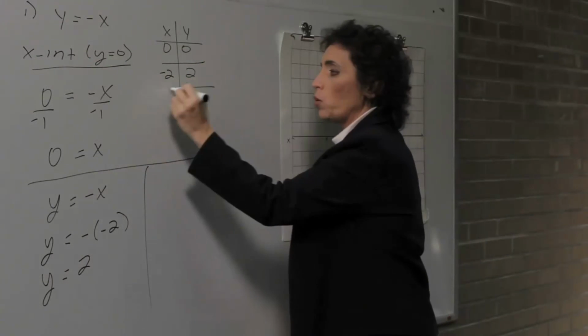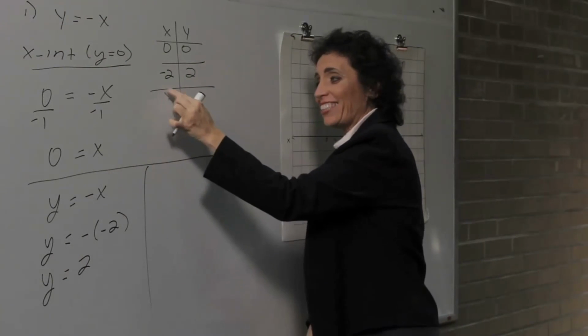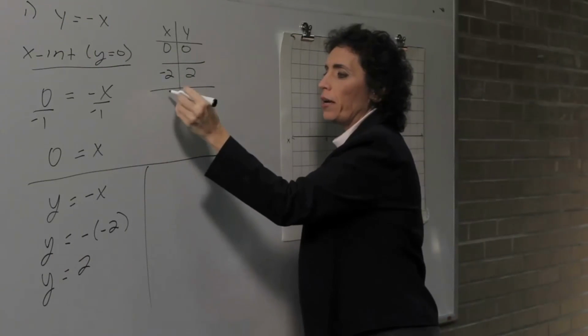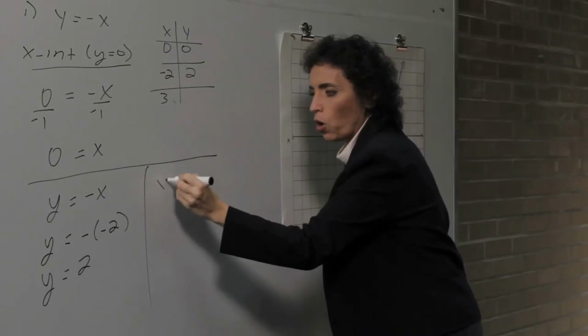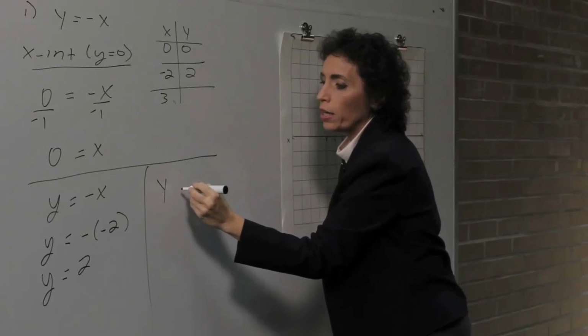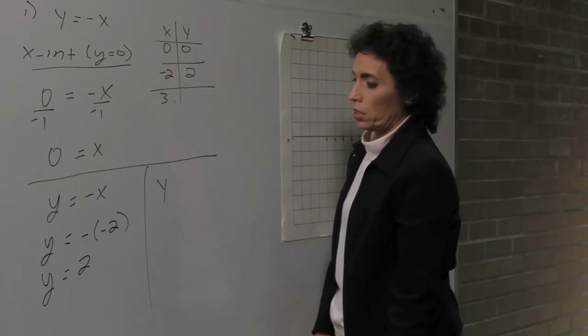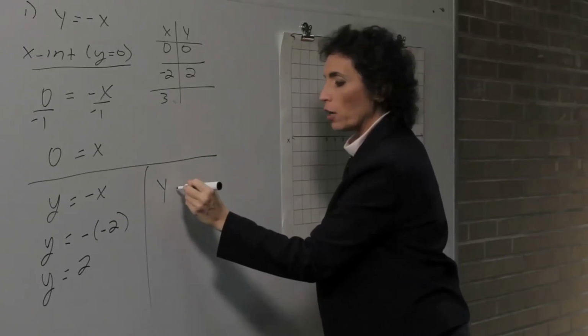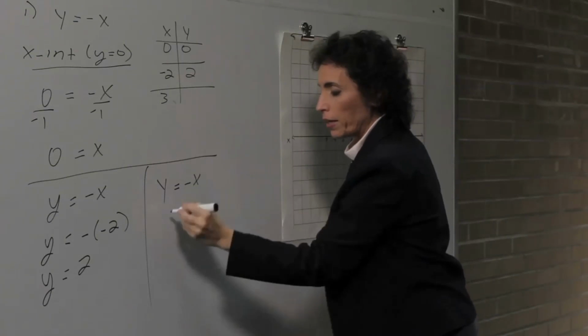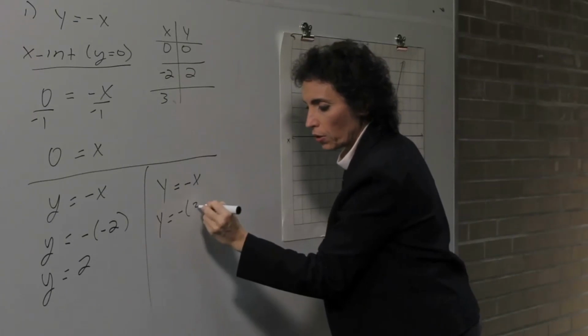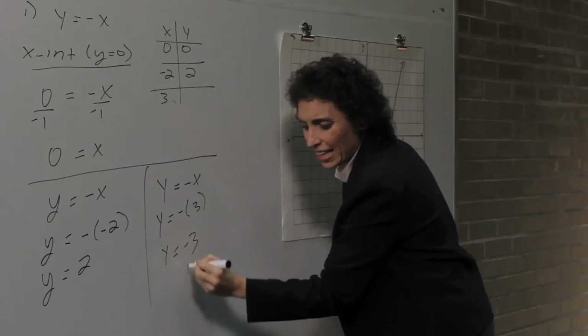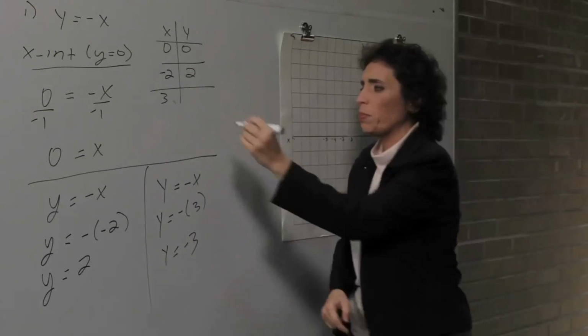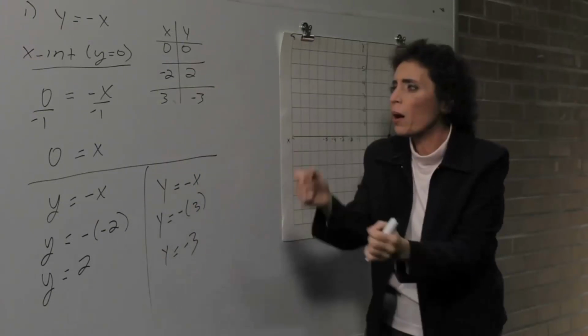Even if I picked an x, watch. If I make x 3, y equals negative x. I make x 3, y equals negative 3. I could have picked a y. It doesn't matter what I pick. Pick either one, plug it in.